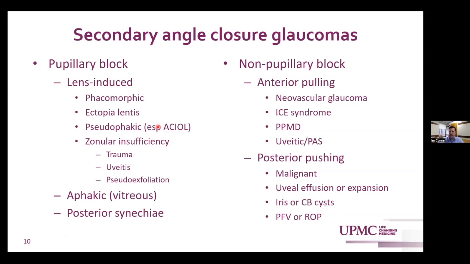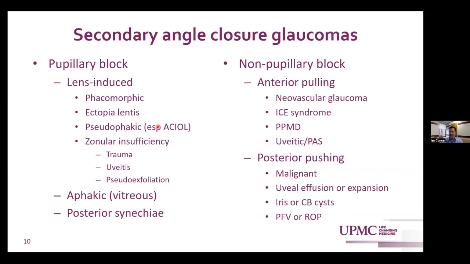So the zonule becomes lax, and the lens can migrate forward and block the pupil. Vitreous can block the pupil in the case of aphakia, usually from congenital cataracts in our patients, and posterior synechiae to the lens from previous uveitis can cause pupillary block mechanisms. We generally categorize into anterior pulling mechanisms or posterior pushing mechanisms.